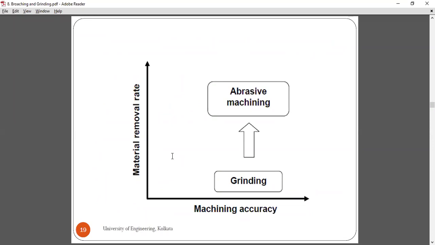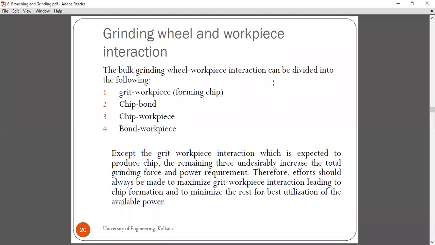In case of abrasive machining, the material removal rate is higher, or we can say much more material is removed in case of abrasive machining than in case of grinding. So grinding is basically for finishing purposes, or removal of very little material from the workpiece. Okay. Next is grinding wheel and the workpiece interaction.